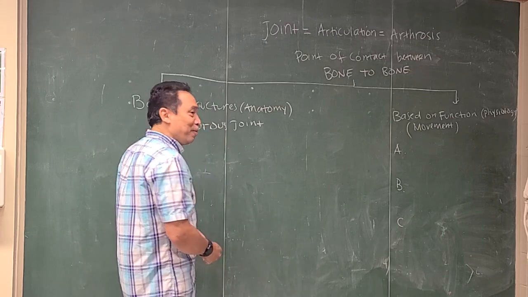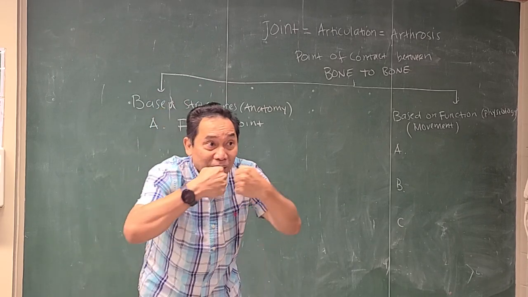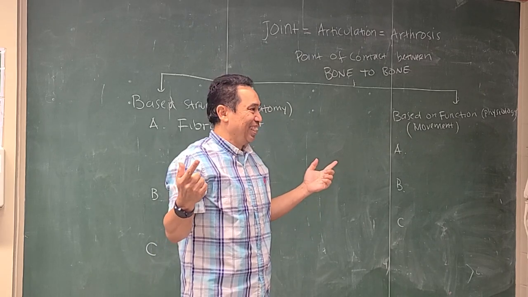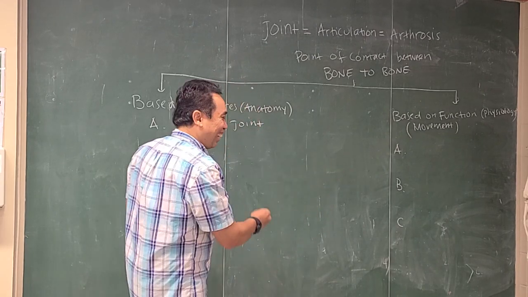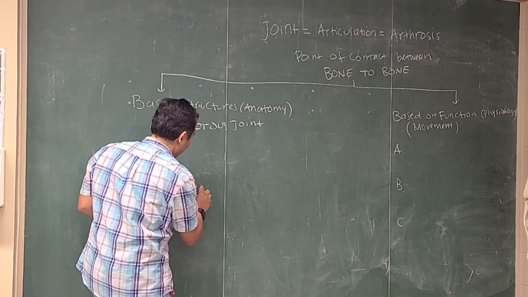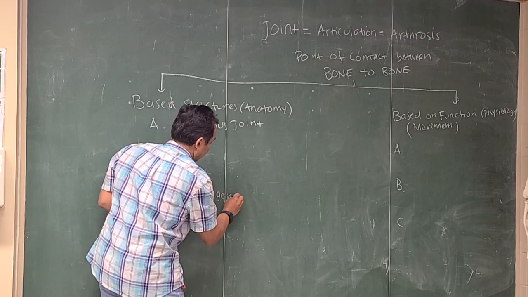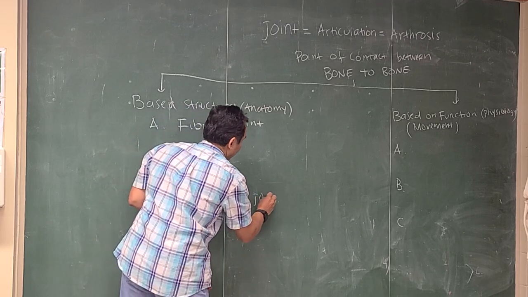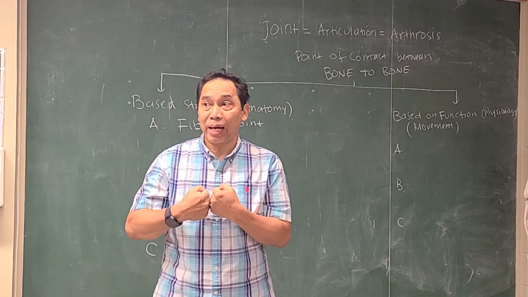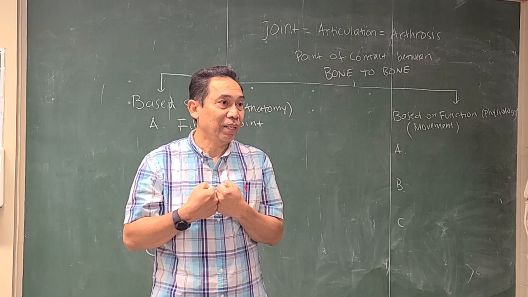Right? The second one, the connection is actually done. Okay, there is a joint, there is a bone, and between the bone there is cartilage. It's called a cartilaginous joint, which is a joint that is made by cartilage. Are you with me?